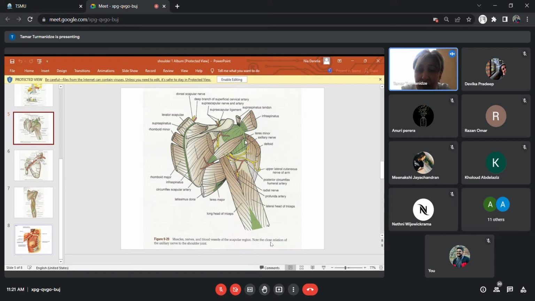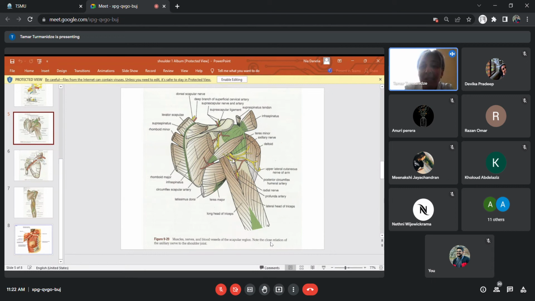Below the deltoid muscle is located subdeltoid space, which includes vessels, nerves, and synovial bursas. So subdeltoid space is located between what? Deltoid muscle and the humerus.